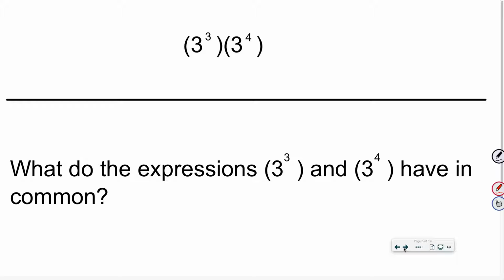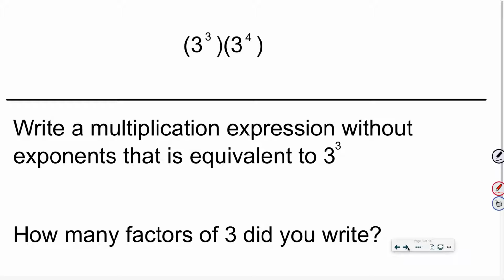What do these two expressions have in common, 3 to the third and 3 to the fourth? They have the same base. Good, that's key. In this scenario, they have the same base. So there is an actual property or rule that applies to this scenario. How could we rewrite 3 to the third? How would we break it out? Edgar. 3 times 3 times 3. Perfect. And how many factors of 3 did we just write? 3. Good. A direct relationship between the exponent and how many times we're multiplying 3 by itself.